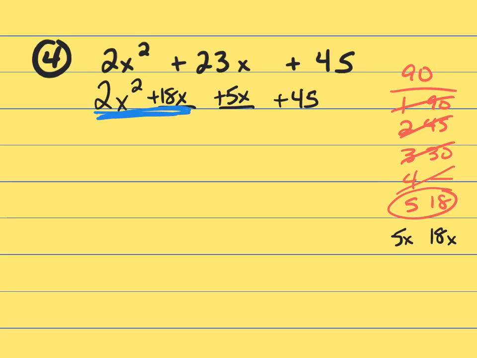Now I divide it into a blue side and a purple side. On the blue side, what's the most I can factor out? 2 and an x. And 2x times x gives me 2x squared. And 2x times 9 gives me the 18x. On the purple side, what can I factor out? 5. So I'm going to factor out a positive 5. And 5 times x gives me 5x. And 5 times positive 9 gives me the positive 45.